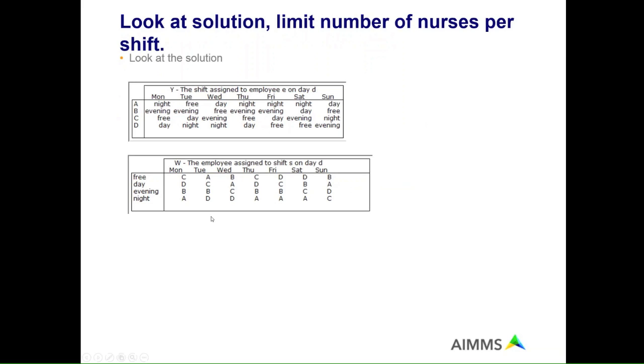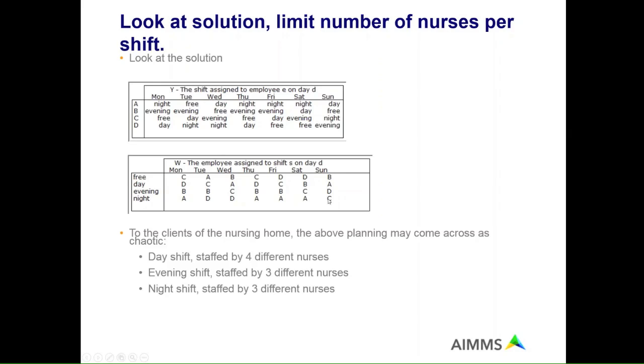Okay, another question. When we look at the solution again, we can see that it's rather chaotic. If we take the shift view, we say that there are 4 nurses staffing the first shift, there are 3 staffing the second shift, and there are 3 staffing the third shift. That may come across as a bit chaotic to the people living in that nursing home. So actually we would like to limit the number of nurses per working shift. And well, let's try to bring it down to 2 different nurses per shift. So how can we do that?